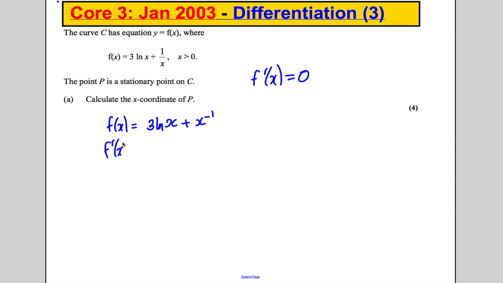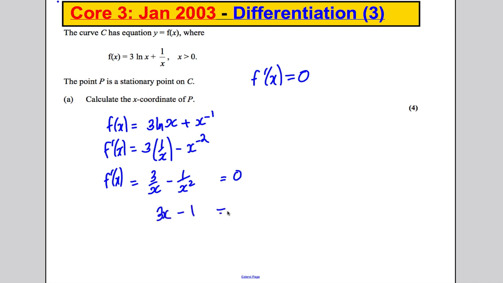So f dash x would be the differential of this. We'll keep the 3 out of action. Differential of ln x is 1 over x, and the differential of this is minus x to the minus 2. So this would be 3 over x, subtract 1 over x squared. That is our f dash x. And we're solving this equal to 0. So multiply everything by x squared, and I'd get 3x, subtract 1 is 0. And solving that, I would get x is equal to a third. That is my x coordinate of P.